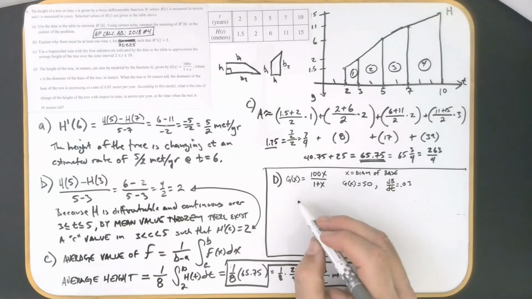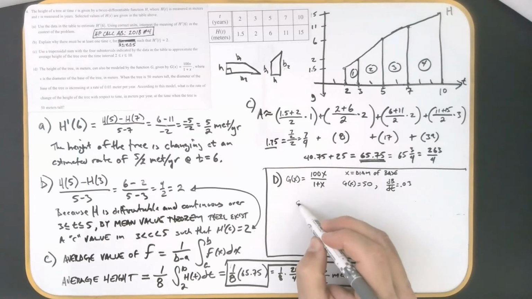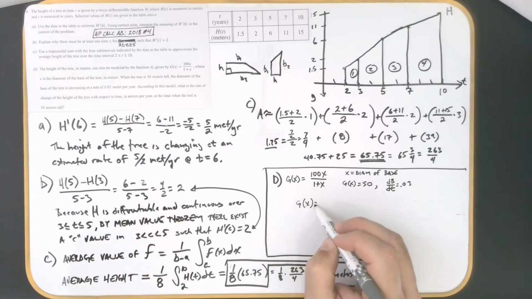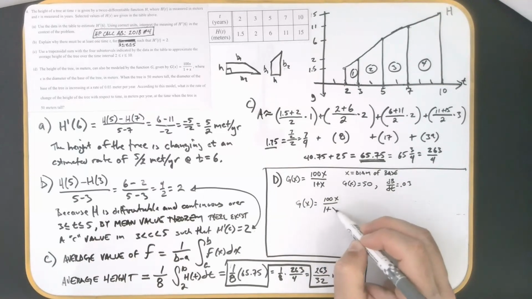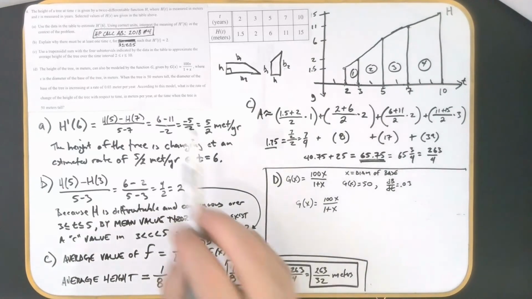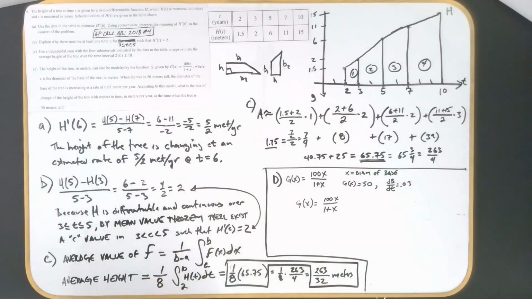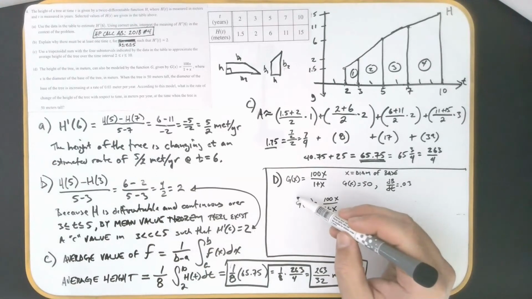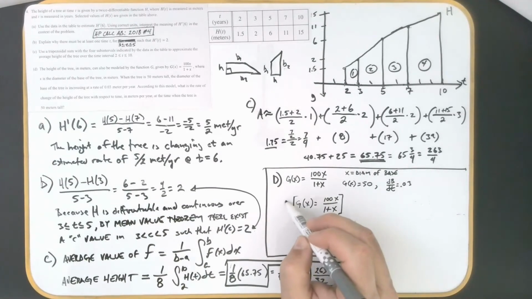So let's go ahead and look at what we have here. What it wants to know, I'm going to write this just so we have room here. I'm going to write the function again. So g of x is equal to 100x over 1 plus x. So this is the height of the tree with respect to the diameter of the base. And the question says, what is the rate of change of the height with respect to time? Well, what that wants you to do is this. Find d/dt.